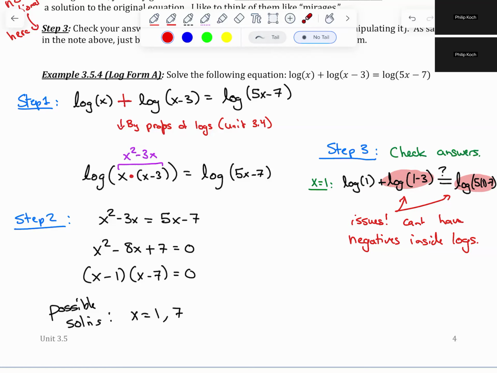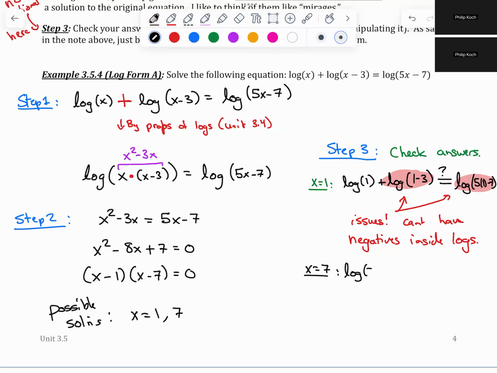Granted, if you want to, you can always plug the left-hand side into your calculator, and you'll see that you get math error. And remember, math error means that what you're trying to do is not mathematically possible. Syntax error means that you plugged in something that the calculator didn't understand. So then I'll try x equals 7.